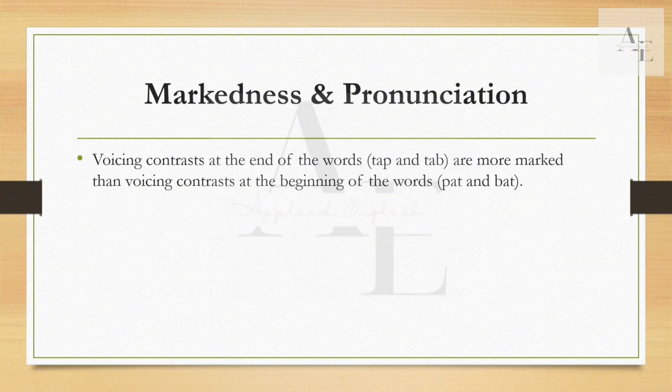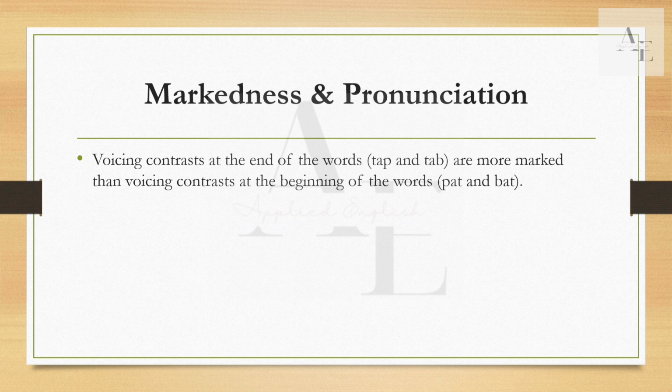Then we have markedness and pronunciation. We talked about markedness in our previous section, and we said there are features that are more natural than others; the more natural ones are unmarked, and the less natural or less frequent ones are marked. So let's talk about markedness in terms of pronunciation. Voicing contrasts, voiced and voiceless, at the end of words, like tab and tap, are more marked than voicing contrasts at the beginning of words, like pat and bat.